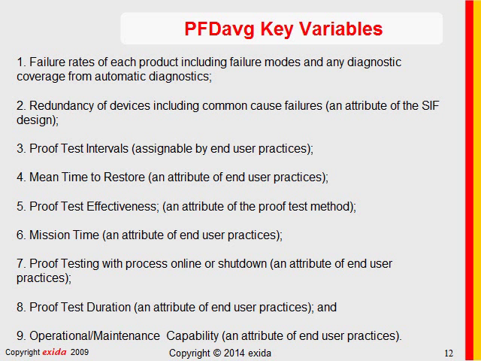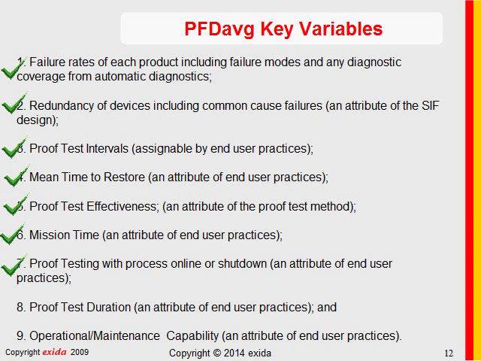It's interesting what all this data actually shows us. Look at it. We need, number 1, failure rates. Number 2, we have to account for redundancy of devices. Well, of course. We have to account for proof testing and proof test intervals. We have to account for mean time to restore if we're out repairing a piece of equipment. We have to account for proof test effectiveness. How good is the proof test? We have to account for a variable called mission time. How long are we going to run the equipment? We have to account for how we do proof testing.